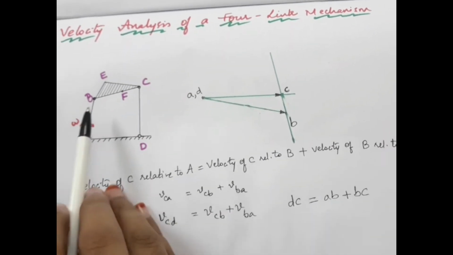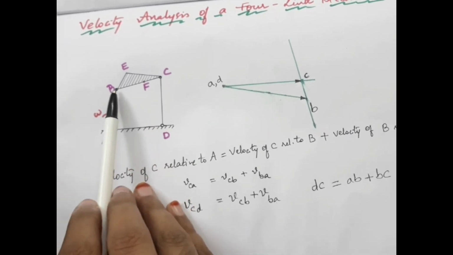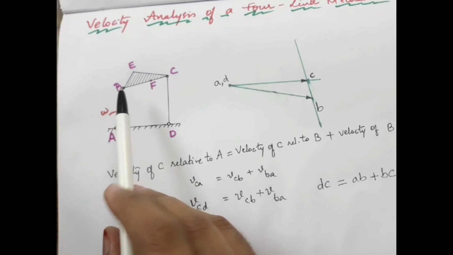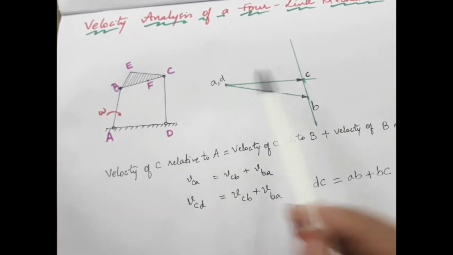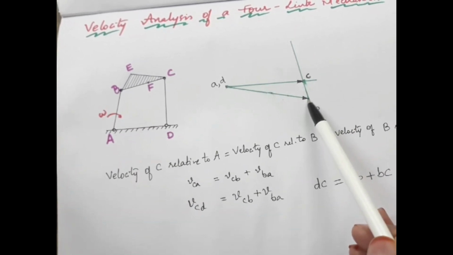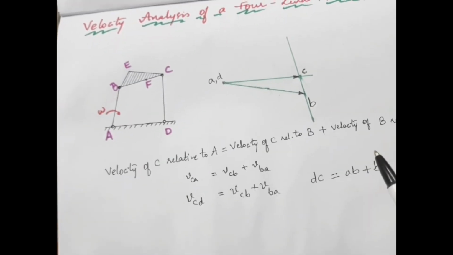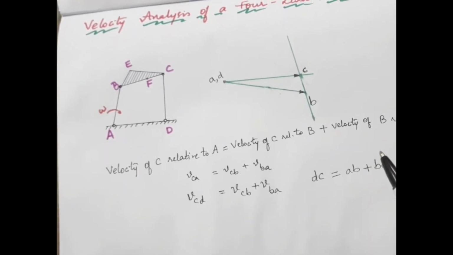This is more so because in this particular figure we can see that B and C, both of them are movable. So if at all we are finding the relative velocity of C with respect to B, then we will write it as CB, or in the other case it will be BC.